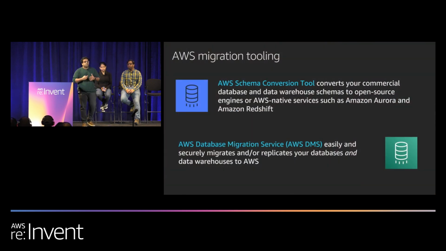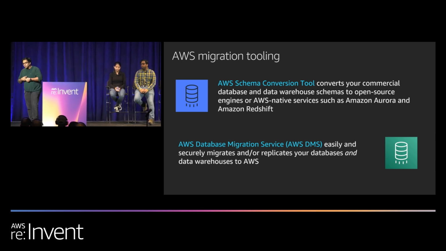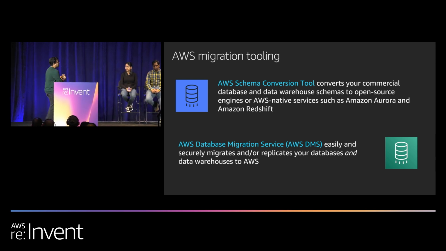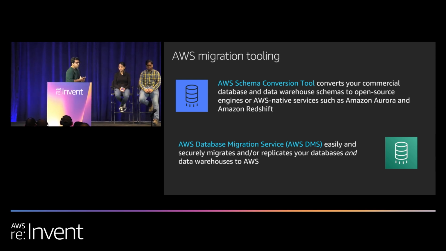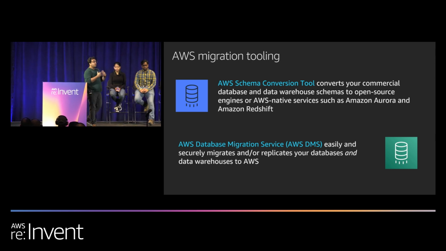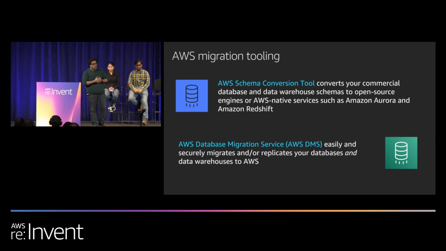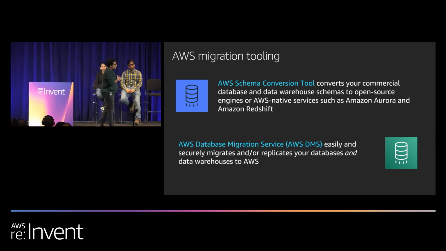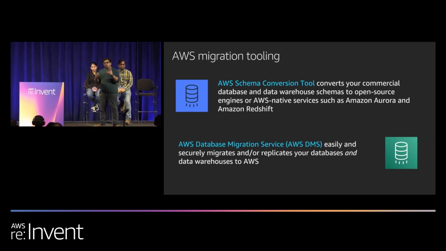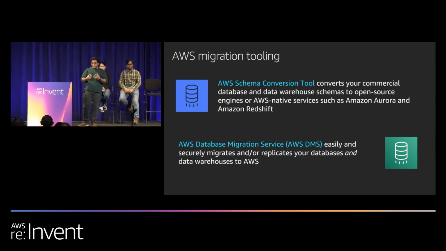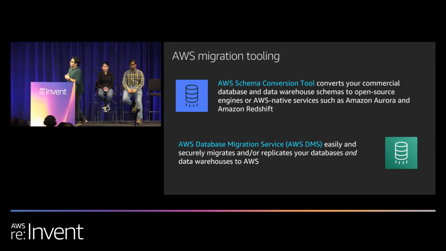When you talk about migration tooling, we have two different tools. One is the schema conversion tool. What the schema conversion tool does is it makes heterogeneous migrations predictable. And by heterogeneous migrations, I mean migrations where you're attempting to move from one database engine to another database engine. What the schema conversion tool also does is it has abilities to give you an assessment report. It will tell you how easy or difficult it is to attempt that particular heterogeneous migration.